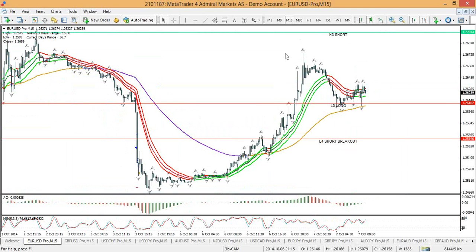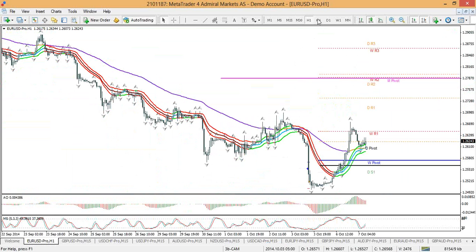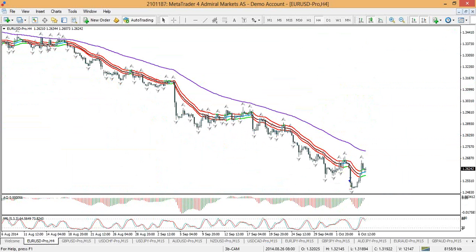On the 50-minute chart, we had a very big surge up yesterday. That was the trend of the day. But the fact that the trend of the day yesterday was up doesn't mean that the total trend is up. On the contrary, if you look at the hourly, or even better, the 4-hour, you certainly see that the trend is down.